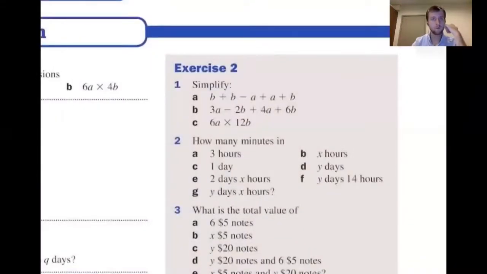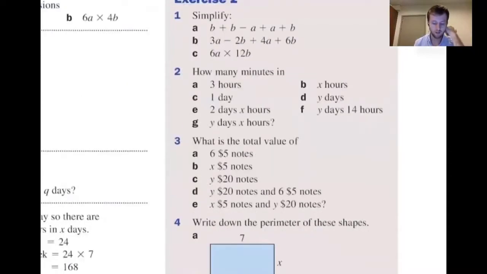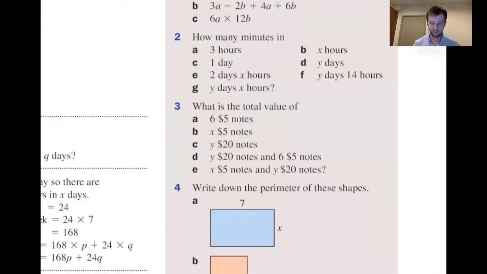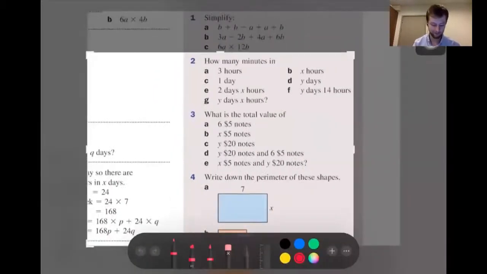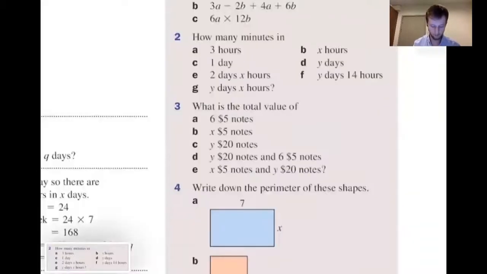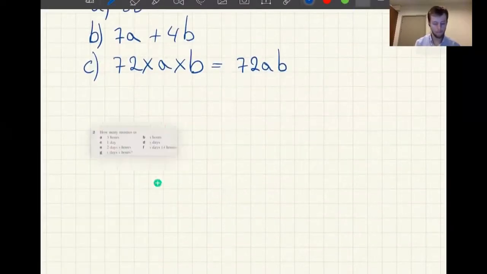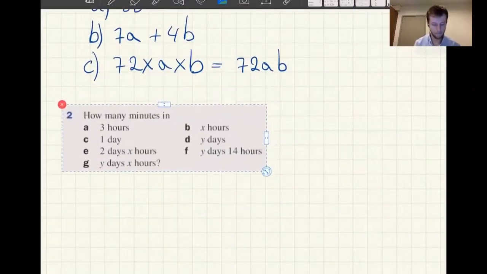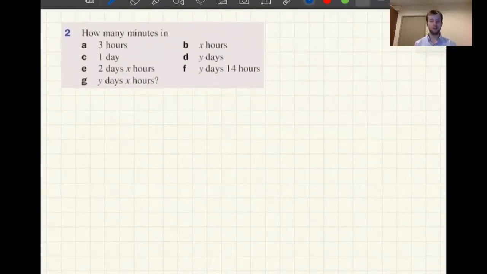Let's get to the next one. Next, we have: how many minutes in 3 hours? Oh, that's a good one. That's a good topic. I like it. Number 2. How many minutes in 3 hours? Well, that's obvious, right? 1 hour has 60 minutes, then 3 hours.